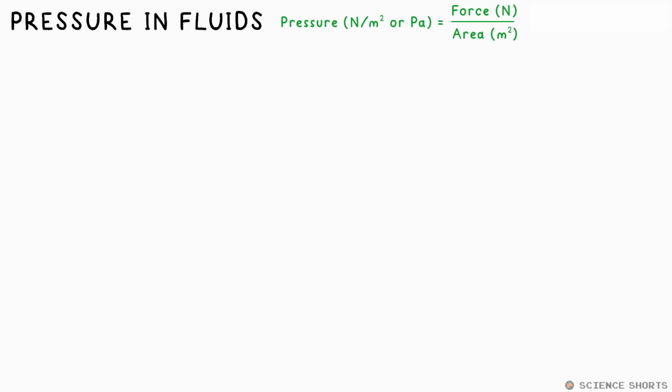You can think of pressure as being how concentrated a force is. The equation is pressure is equal to force divided by area, so the unit for pressure is newtons per meter squared. We can also call this unit pascals, or Pa for short.